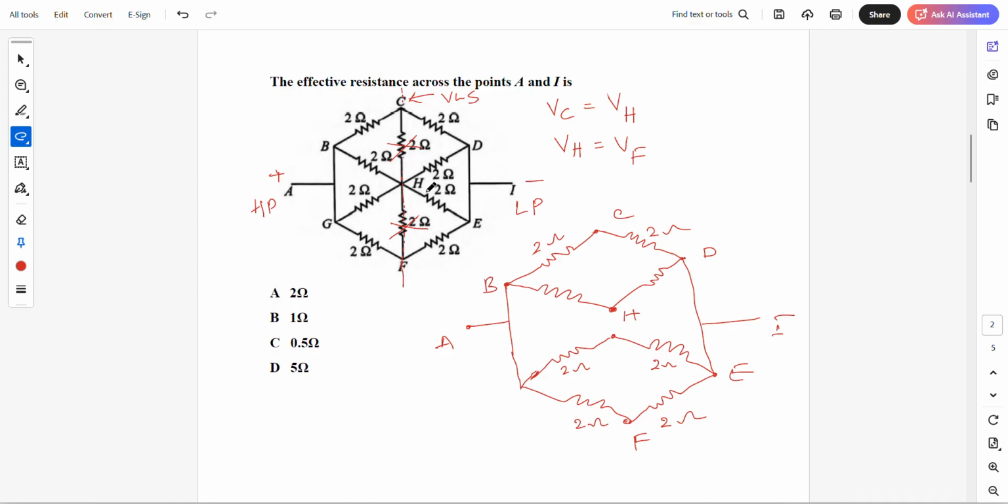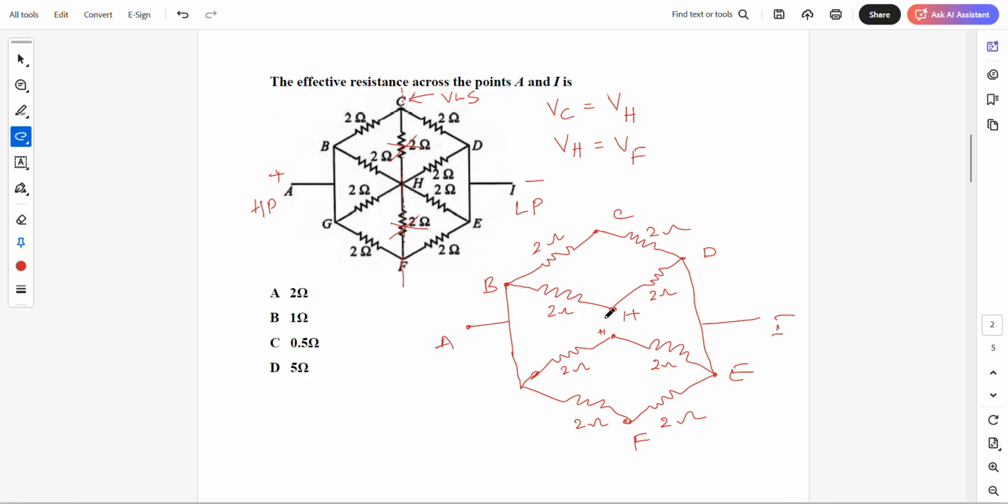Now what I am doing here, I am removing these two resistances, 2 ohm and 2 ohm, and I am breaking this connection because I have the same potential. This is also H and this is also H. Potential is same. Now if I closely observe this circuit, what is going to happen? This is 2 ohm and this is 2 ohm. 2 ohm, 2 ohm, 4 ohm.